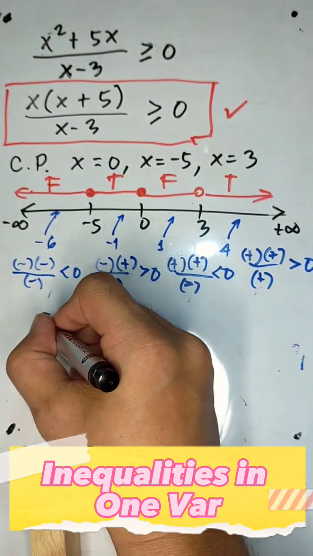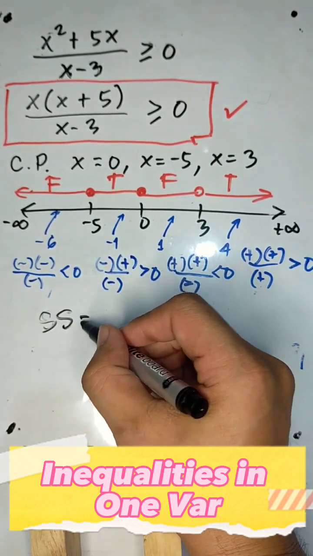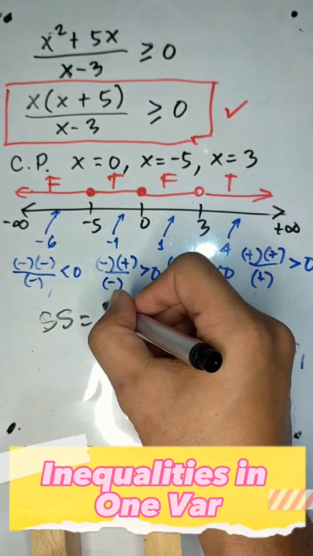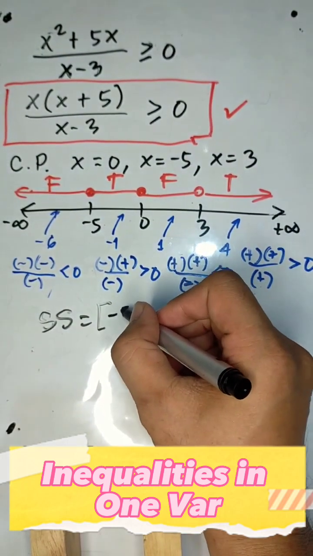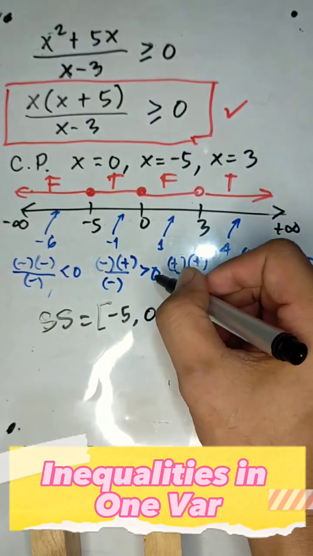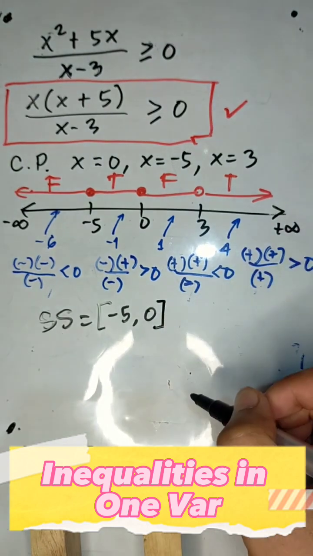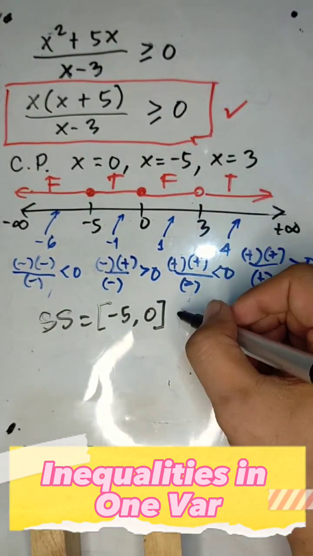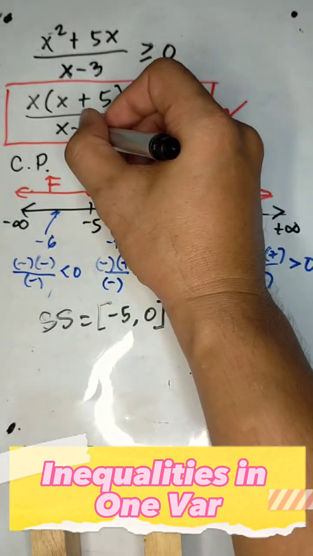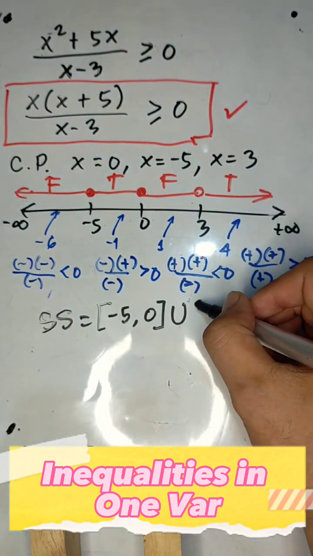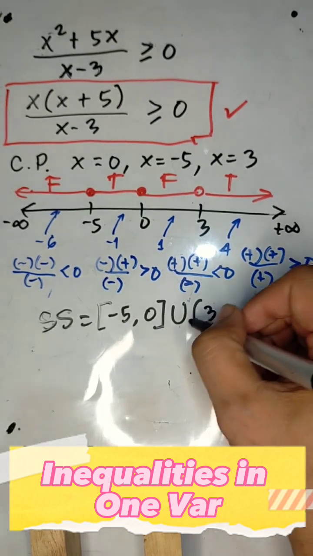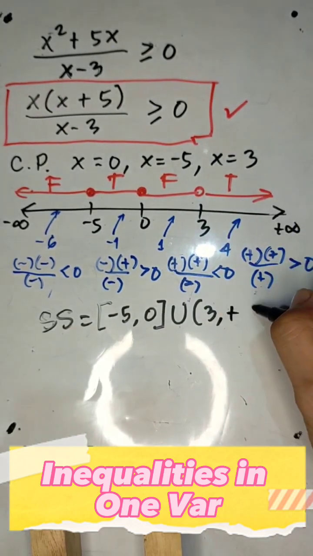Now the solution set. The solution set is the interval from negative 5, which is included because it's at the numerator, up to 0. 0 is included because it's at the numerator. Then the union with the interval from 3. 3 is at the denominator, so it's not included. That's an open interval, open on the left, going to positive infinity.